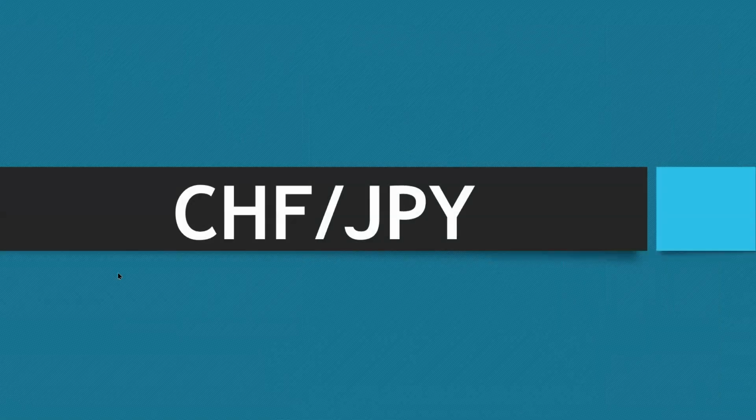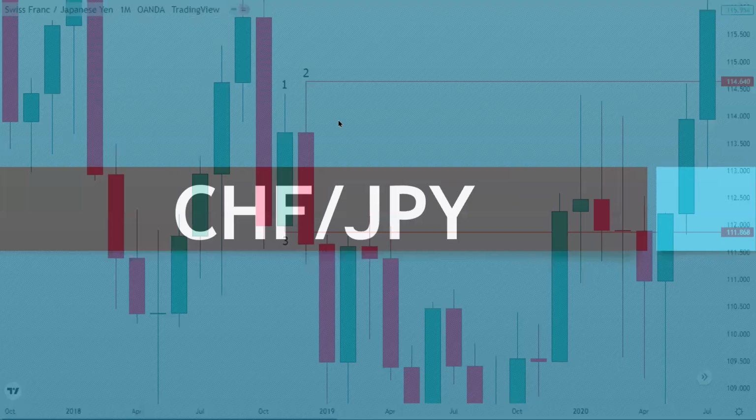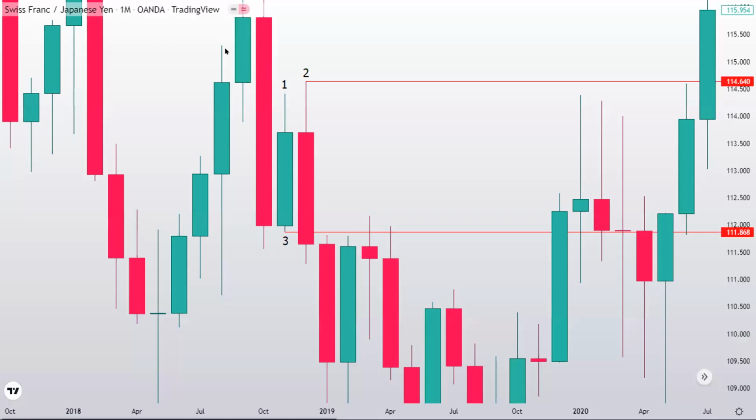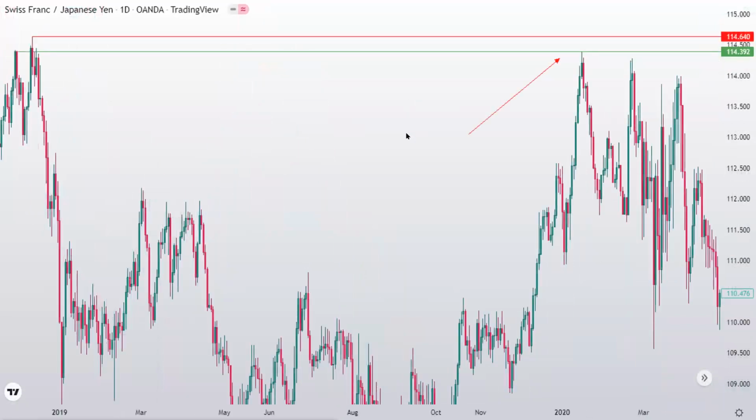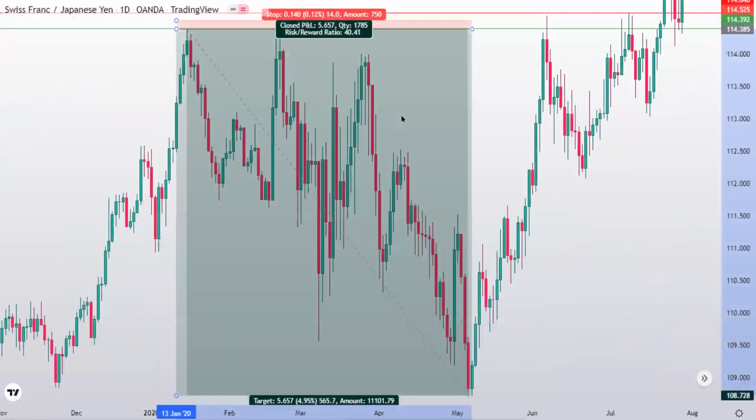Another example, we have this HFJPY. On HFJPY, we have this one, type 1 on the monthly time frame. And when I come to define it on maybe the daily time frame, we have this liquidity engineering right here. Later on, the market comes, taps into the entry point. It was an entry with 0 drawdown. Then the market goes down 565 pips.